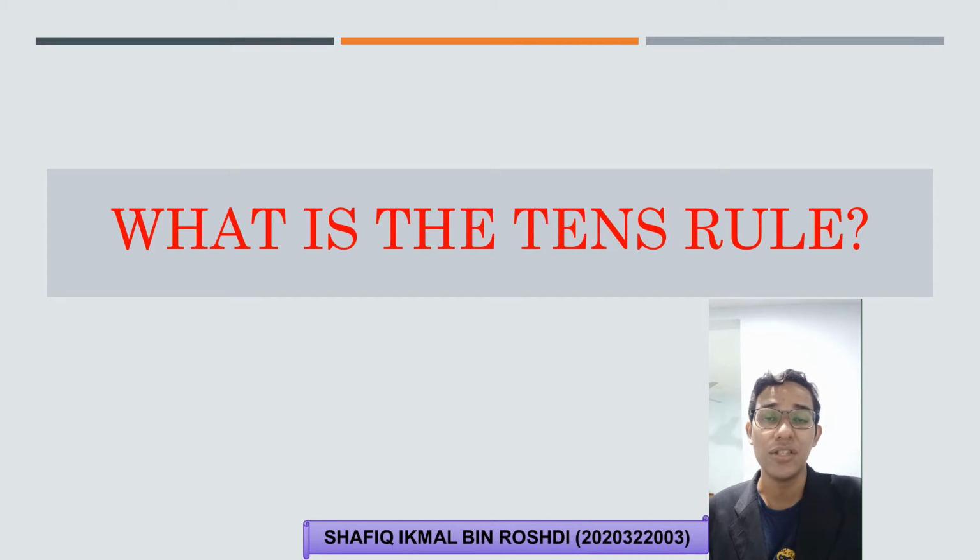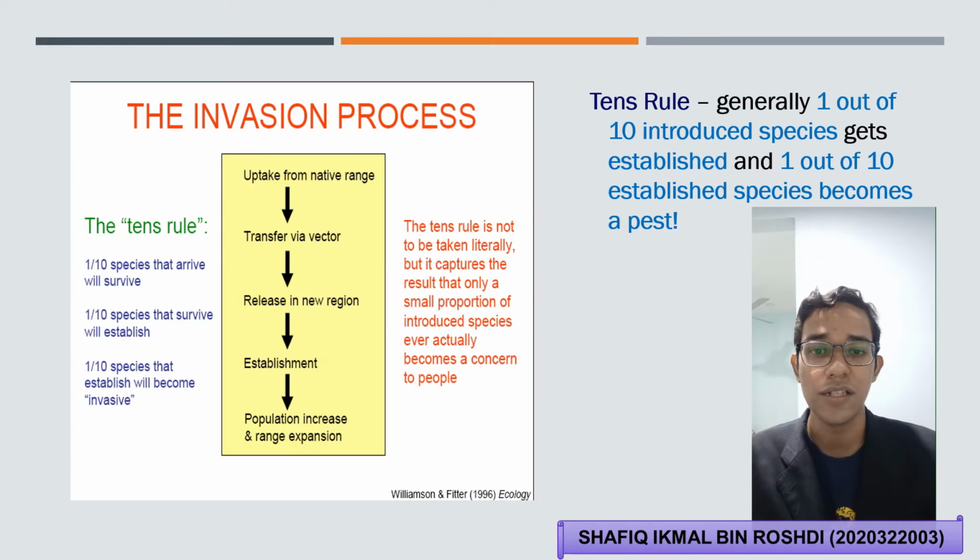What is the 10's rule? The 10's rule generally says 1 out of 10 introduced species get established and 1 out of 10 established species become a pest. Eventually, not all introduced species thrive in their new home or survive.